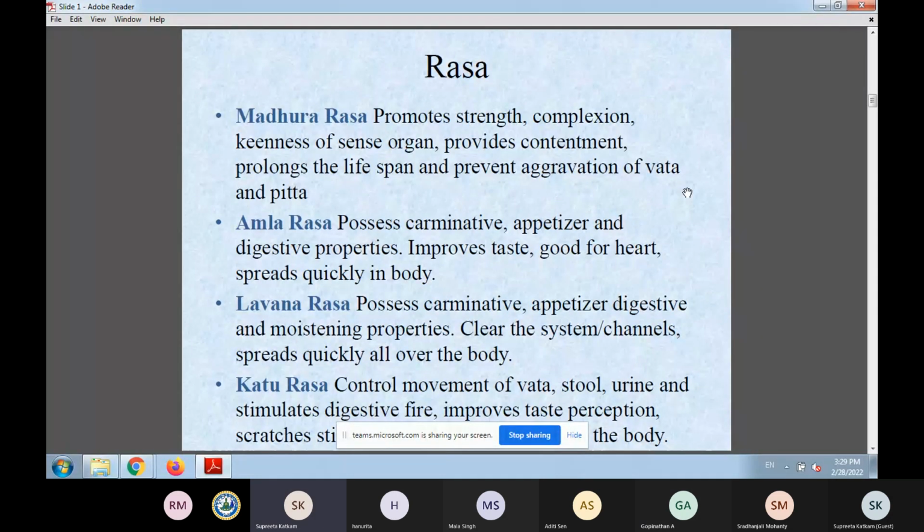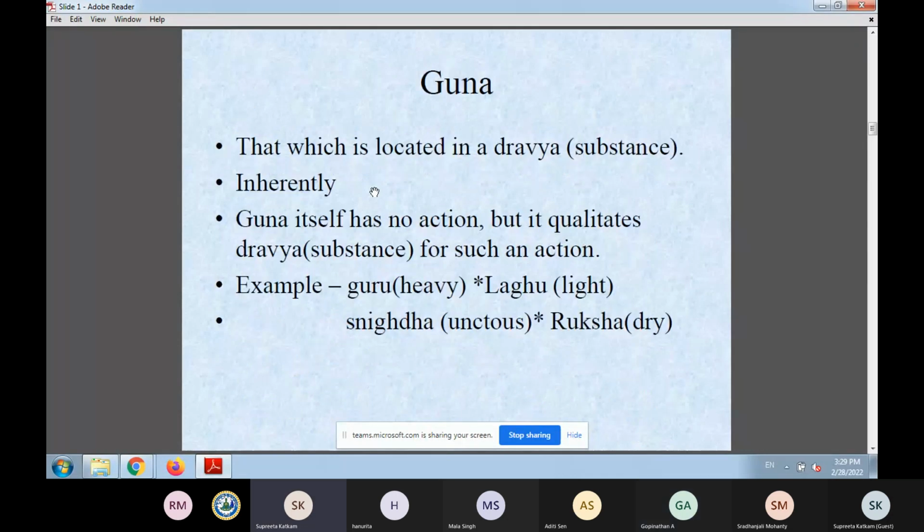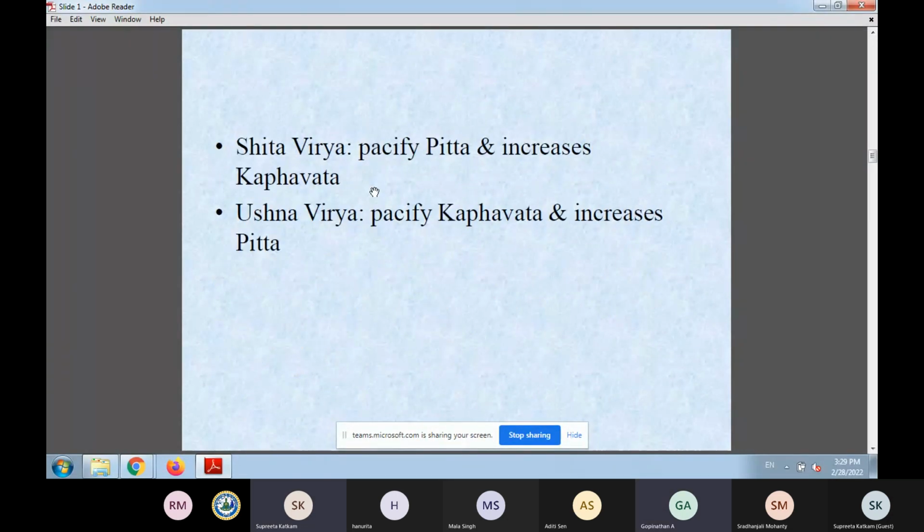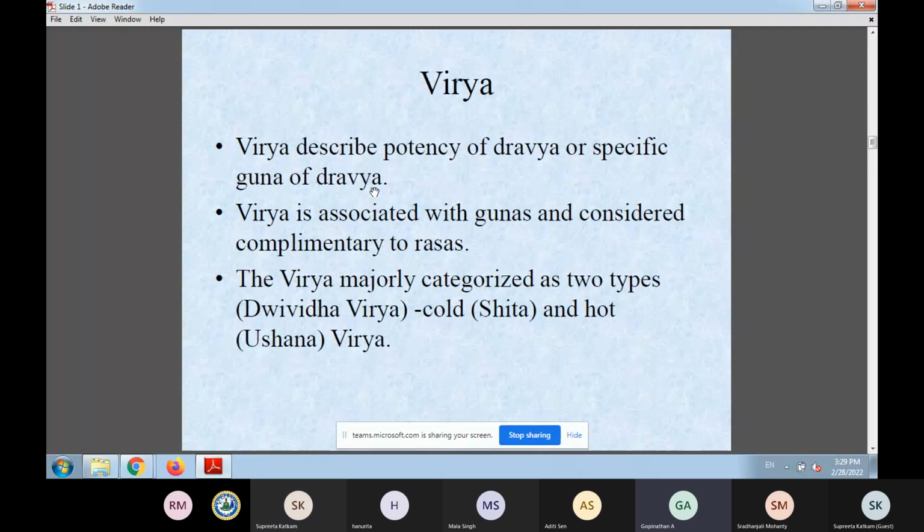So you need to understand these drugs. What will they do to our body? It is Shitavirya.